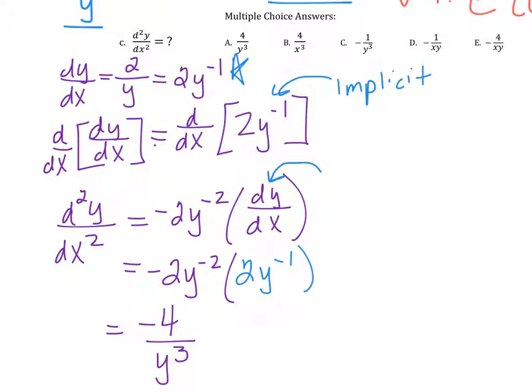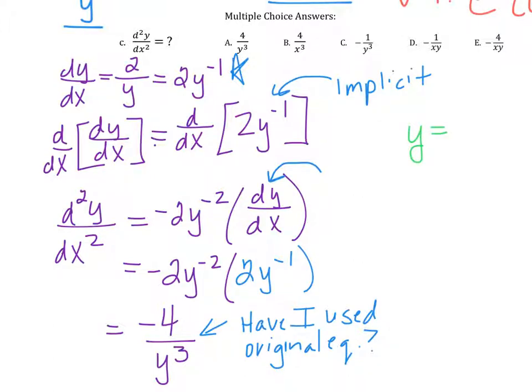They don't always do this, but if it is multiple choice and you don't see your answer, ask yourself, have I used the original equation? If they have negative 4 over y cubed, you're done. But my point is, have you used the original? When I say the original, I mean that very first statement, y squared equals 4x. Have I used that to simplify my second derivative?